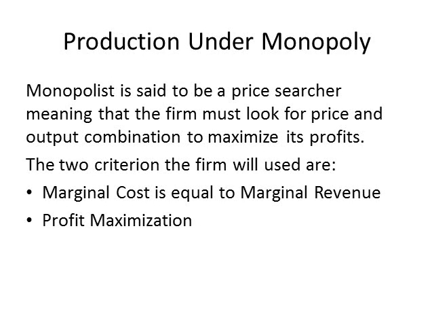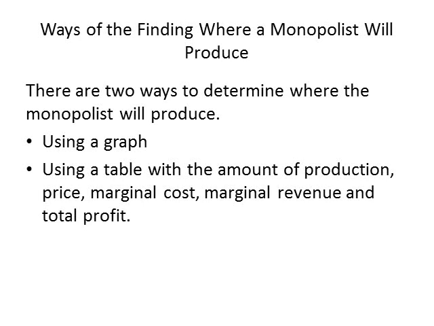The monopolist is said to be a price searcher, meaning that the firm must look for a price and output combination to maximize profits. The two criteria that the firm will use are marginal cost equal to marginal revenue and the profit maximization rule. There are two ways to determine what the monopolist will produce, either using a graph or using a table with the amount of production, marginal cost, marginal revenue, and total profit.